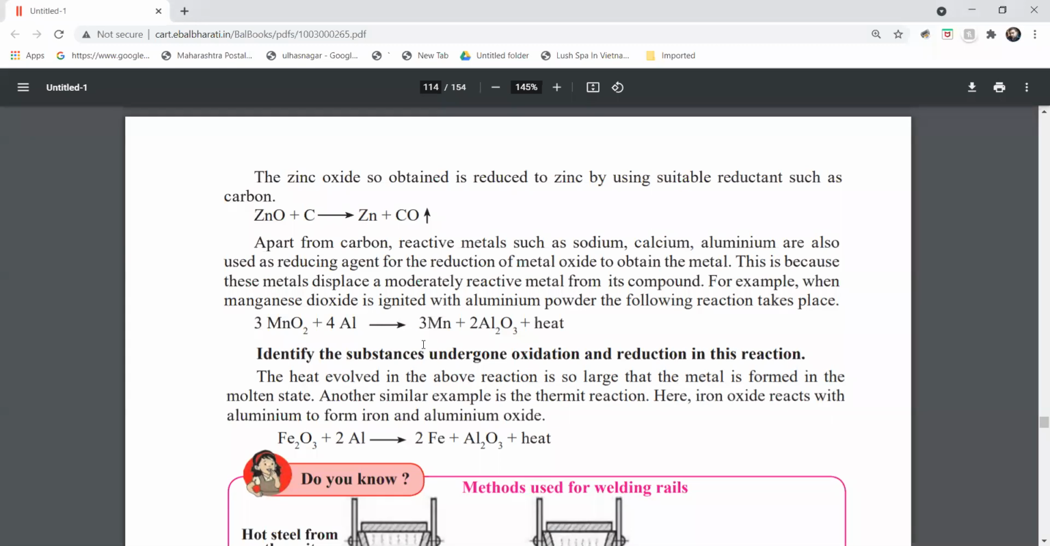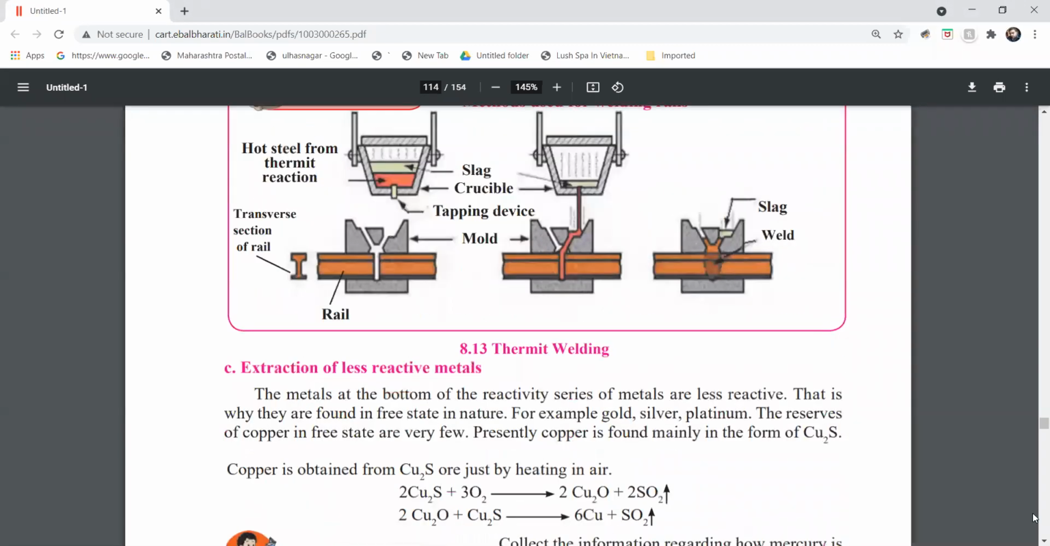So again, even if you add Fe2O3, so you have ferric oxide and you add aluminium to it, you get iron separately and alumina is separated. And of course, the iron will be in a molten state. Now, this is something called thermit welding.